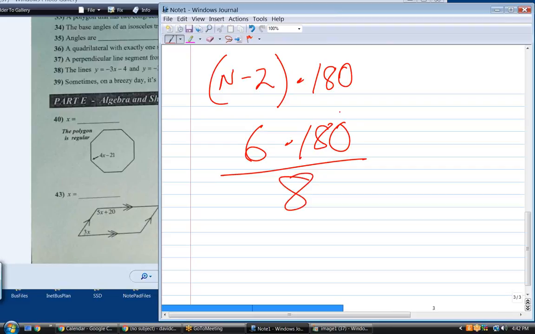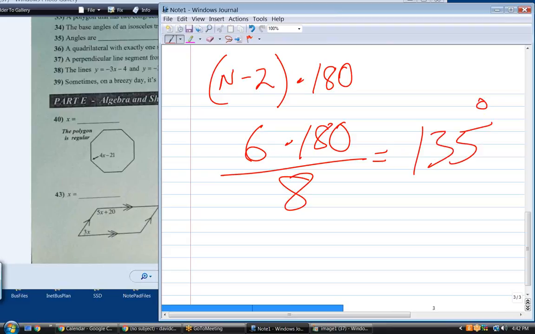So I'm going to take that answer, the sum of the angles, and divide it by the number of angles that are in there. Because this is a regular polygon, all of these angles are equal. So I can do that. Okay? And what do you get for that? So each of those angles is what? 135. Yeah. Okay.